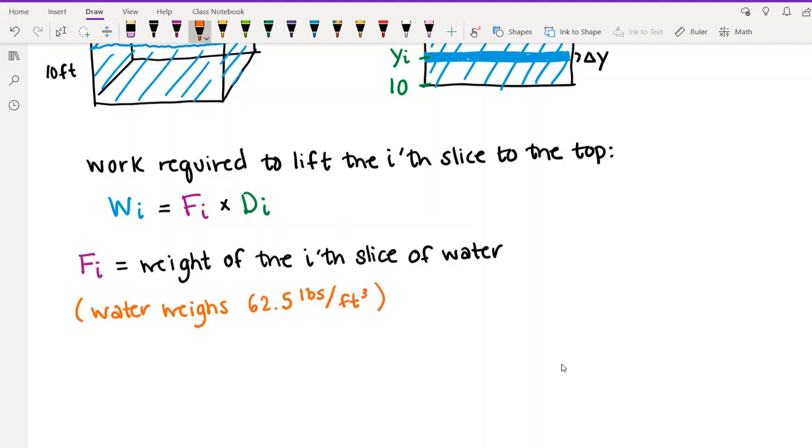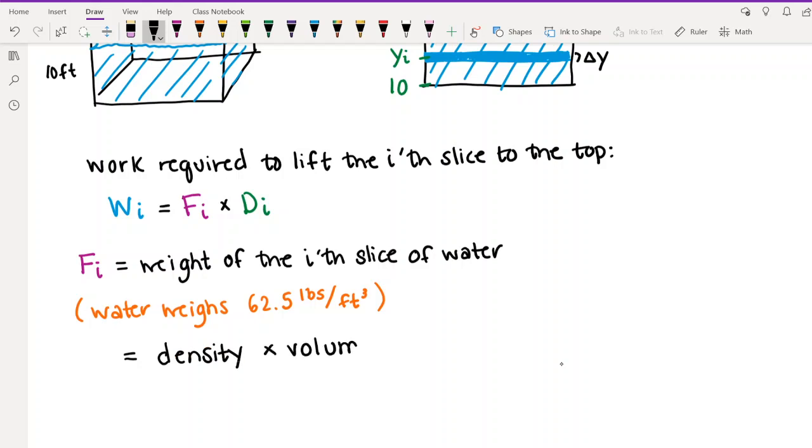Okay, so if the water weighs 62.5 pounds per cubic foot, how are we going to use that to figure out how much this slice of water weighs? Well, we need to then multiply that density by the volume of the water. So the weight is going to be the density times the volume.